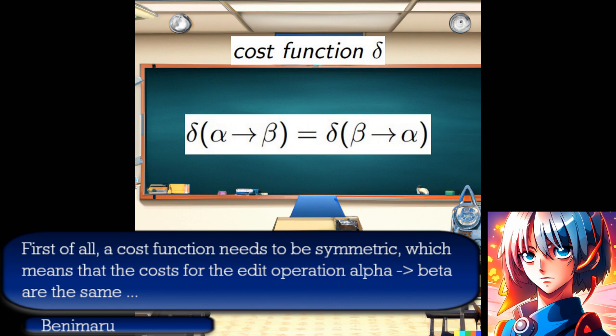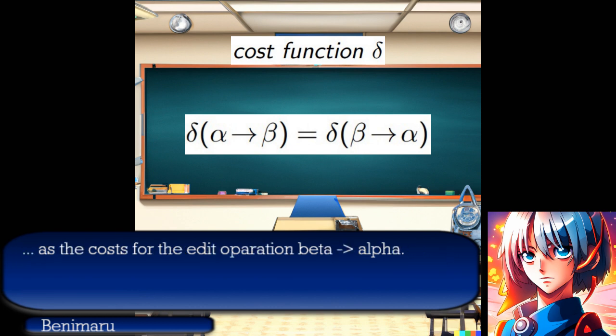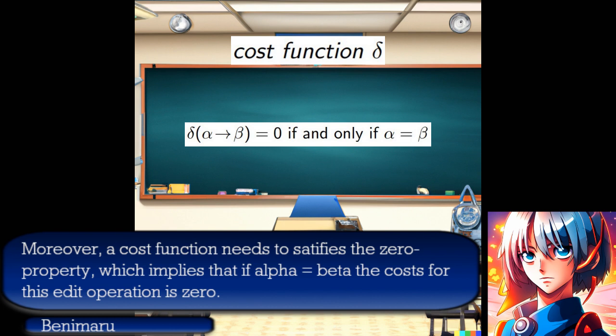First of all, a cost function needs to be symmetric, which means that the costs for the edit operation alpha to beta are the same as the costs for the edit operation beta to alpha. Moreover, a cost function needs to satisfy the zero property, which implies that if alpha and beta are equal, the costs for the edit operation is 0 and the other way around.